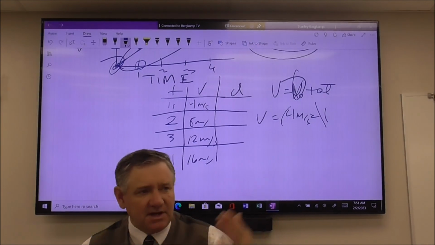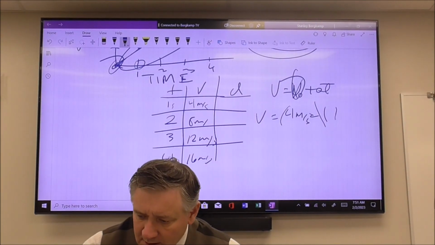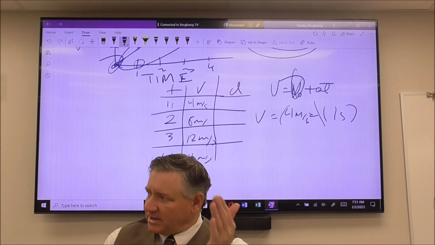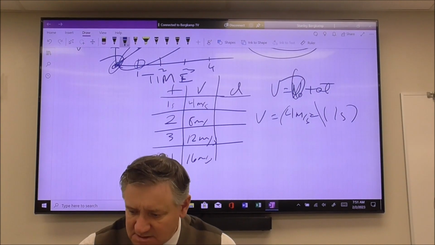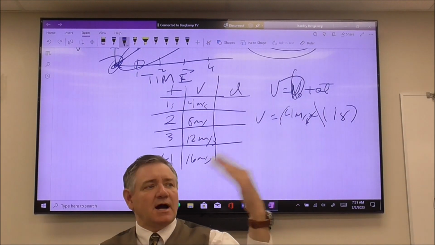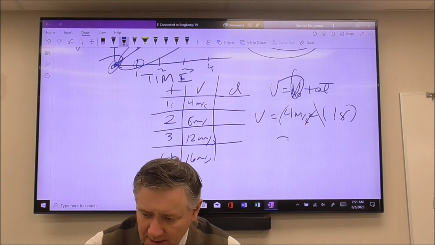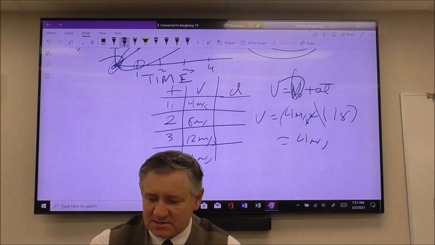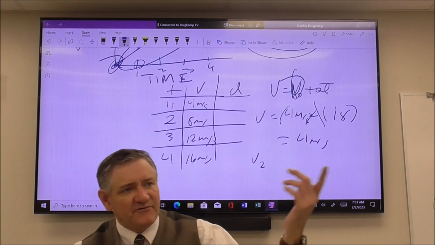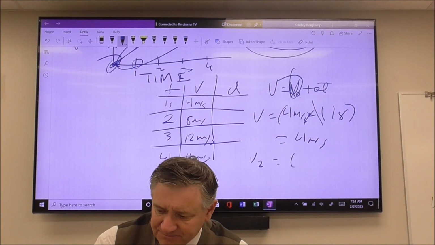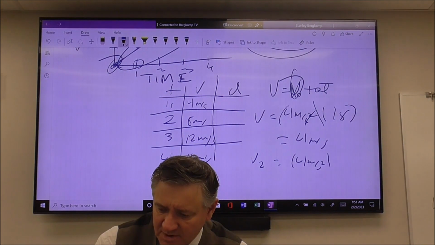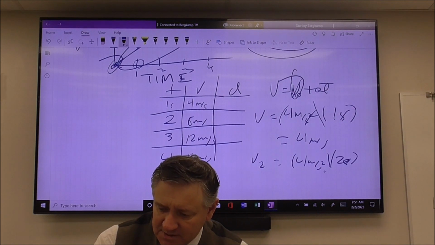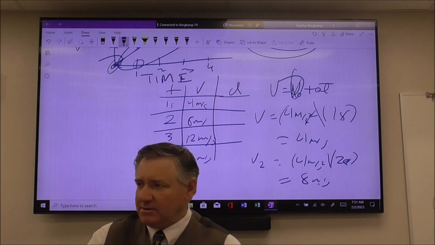And then I'm just going to plug in different values of time. I'm going to plug in 1 second. I'm going to take 4 meters per second squared times 1 second. The seconds cancel out. I get units of velocity. I get 4 meters per second. If I want to figure out how fast I'm going at the end of 2 seconds, I'm going to take 4 meters per second squared and multiply that by 2, and I'm going to get 8 meters per second.